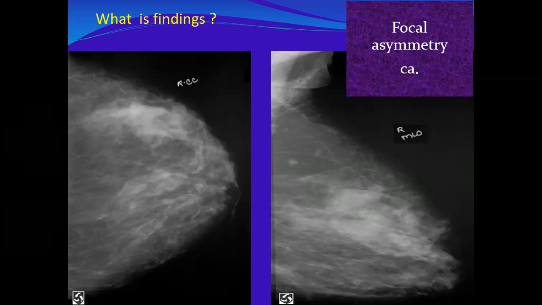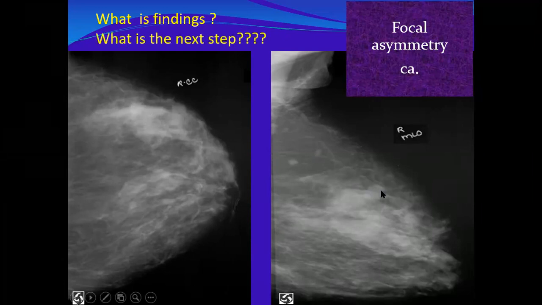So where is that? What are the findings? Upper lateral. Upper lateral, seen as? Yes, that is the lesion. See? This is the lesion here. What is the next step?